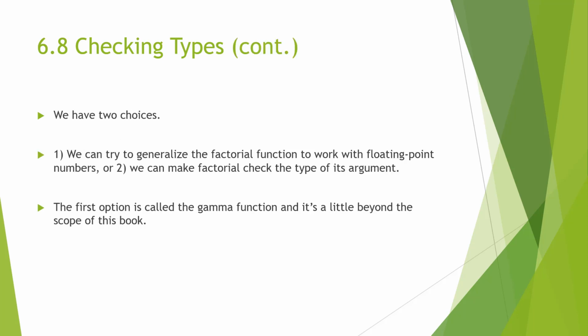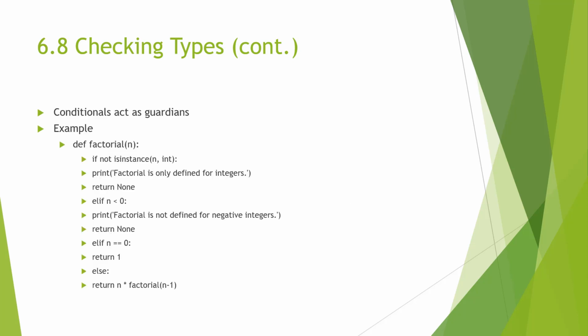So we have two choices. We can try to generalize the factorial function, or we can make factorial check the type of its argument. The first option is called the gamma function, and it is way outside the scope of this course. So we're going to focus on the second option, and essentially it's going to act as a guardian. For the example, we can do a function called our integral factorial.